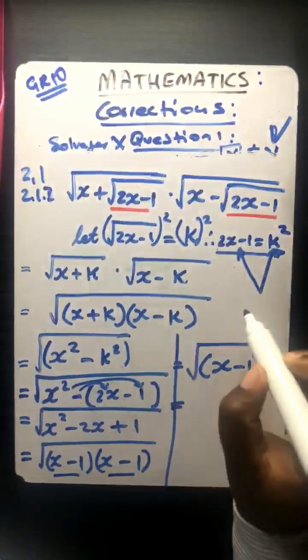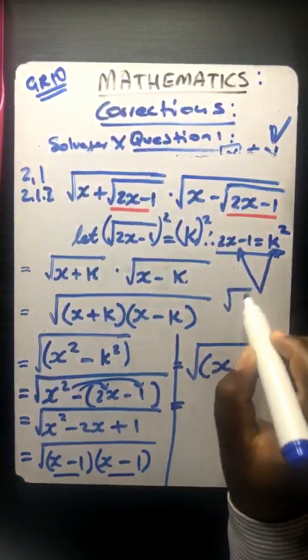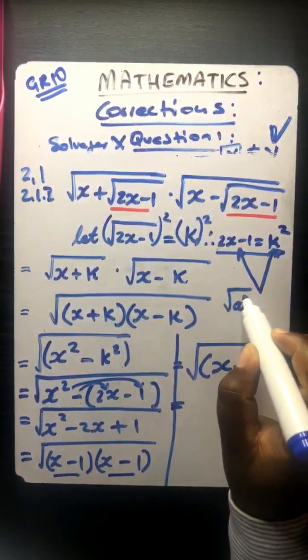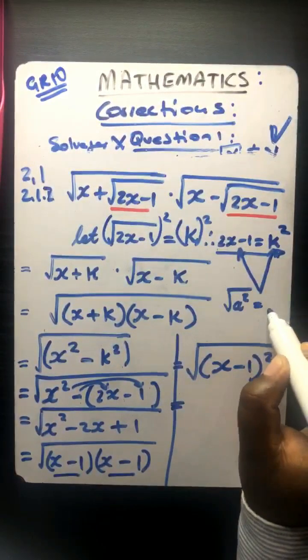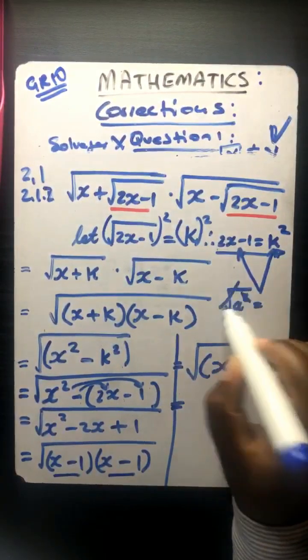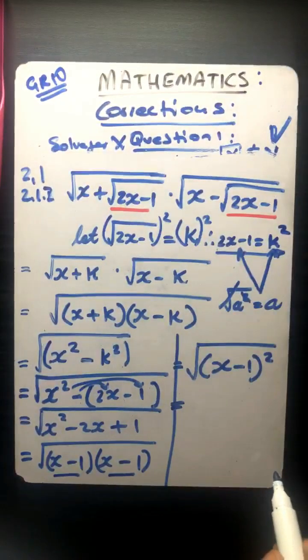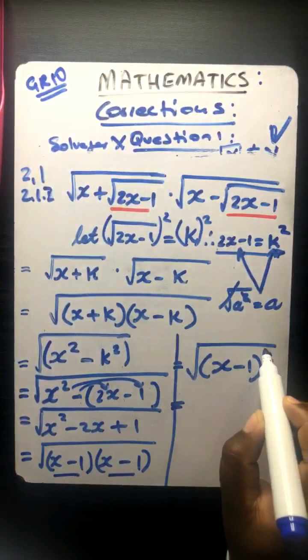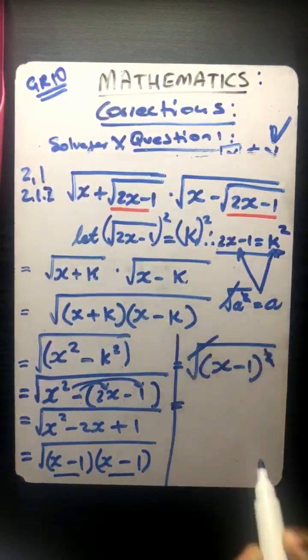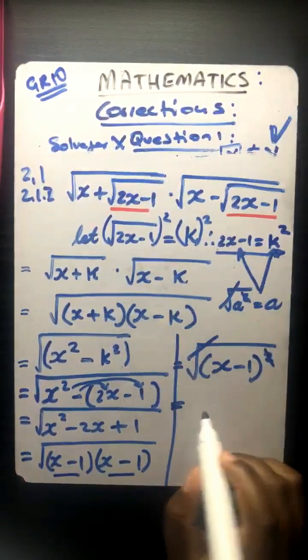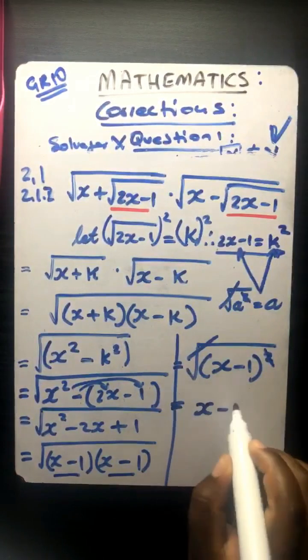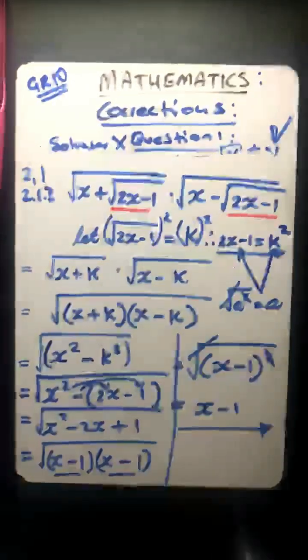If you remember, guys, I did say if you have the square root of something to the exponent of 2, this squared removes that square root. That means you remain with a. So this squared actually cancels that square root, and then you're just remaining with x minus 1.